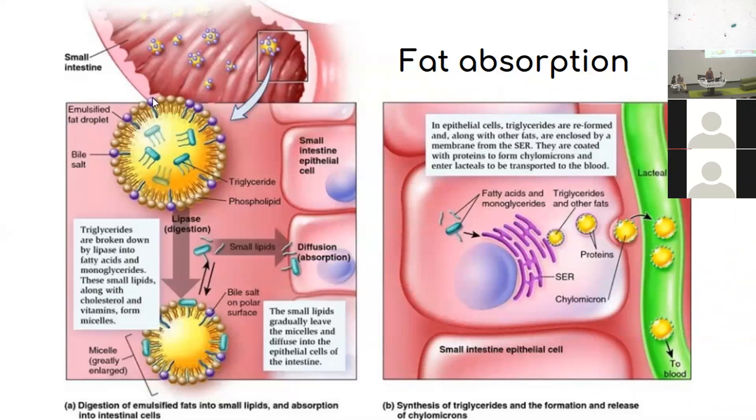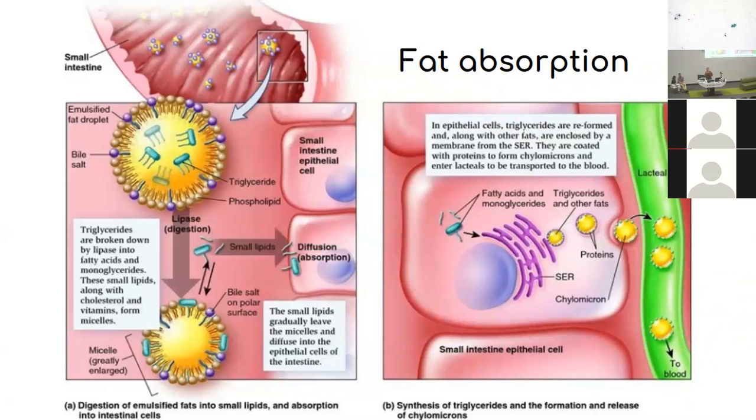And so they're going to form these little emulsification droplets that get further broken down into micelles. So this is still in the gastrointestinal system. And then these micelles are acted upon by pancreatic lipase to break them down into monoglyceride and glycerol forms, which are absorbed across the enterocyte border.